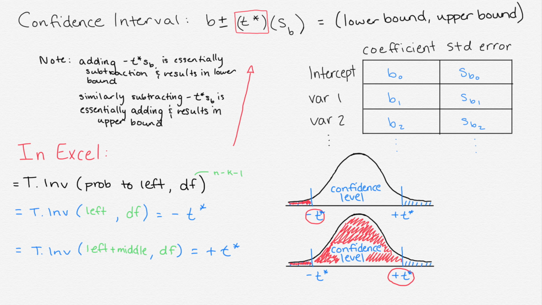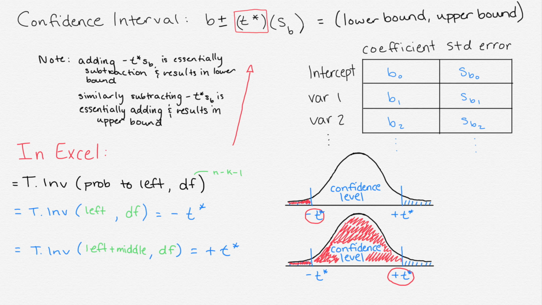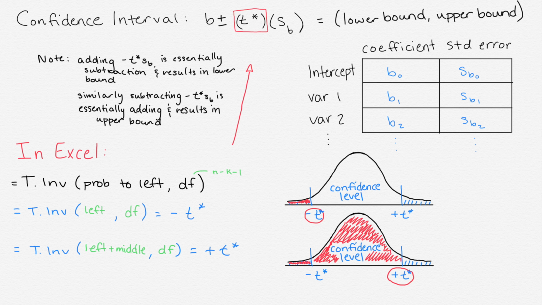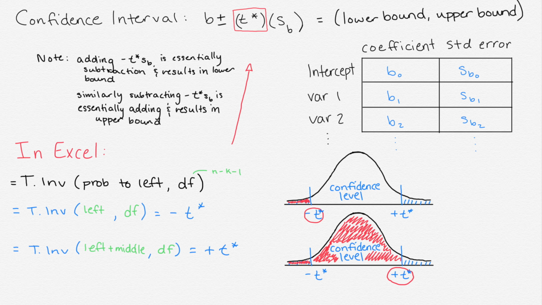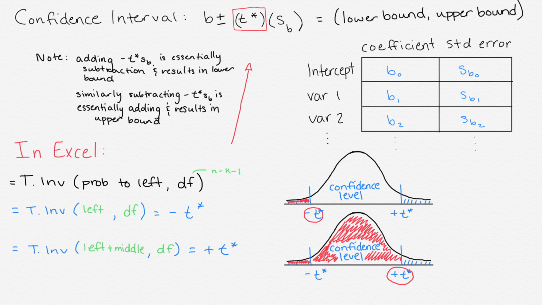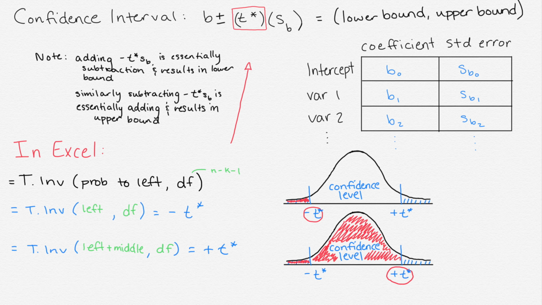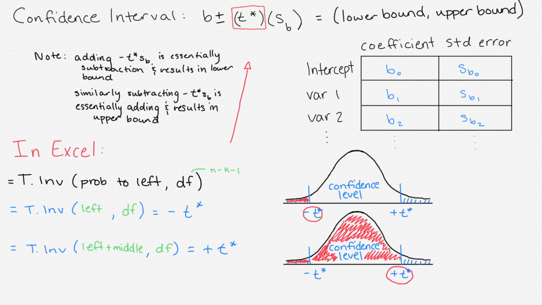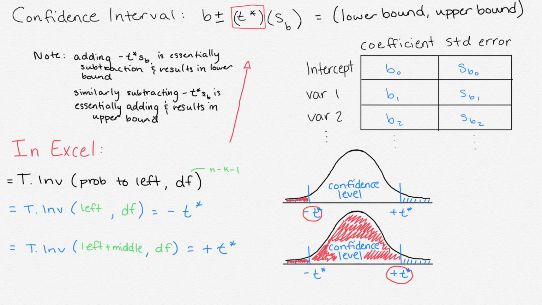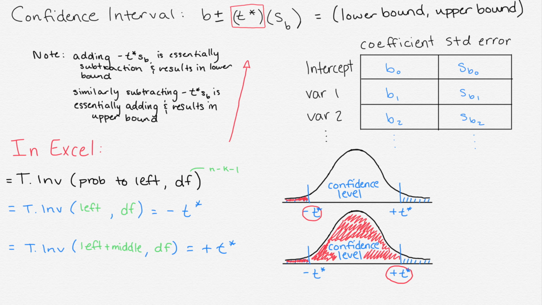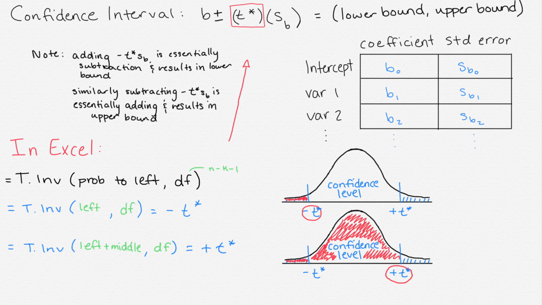First, if possible, do all of your intermediate calculations in Excel. If you don't have regression output, go ahead and put the B and S sub B values into cells in Excel and make sure to label them. You'll also have to use Excel to get your t-star value. So once you have these three parts labeled, it's very easy to find the lower and upper confidence bounds.